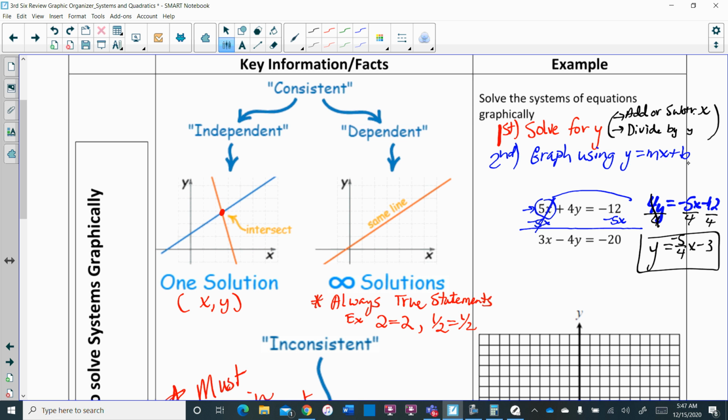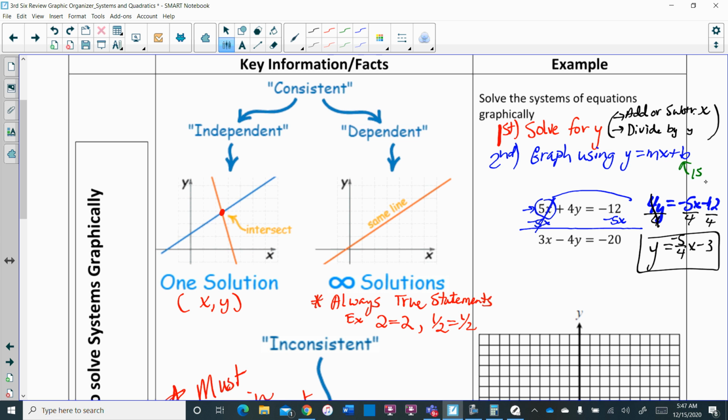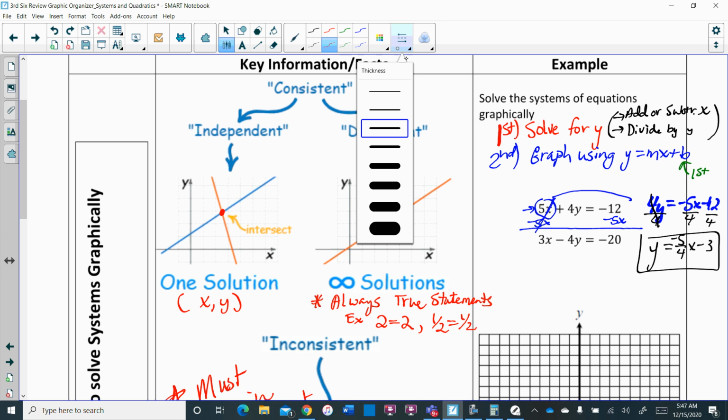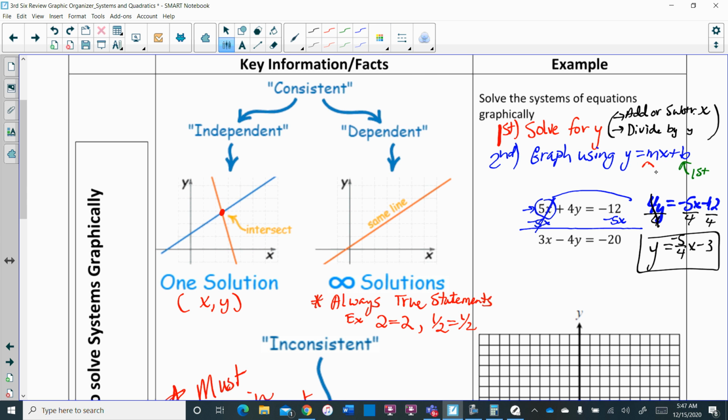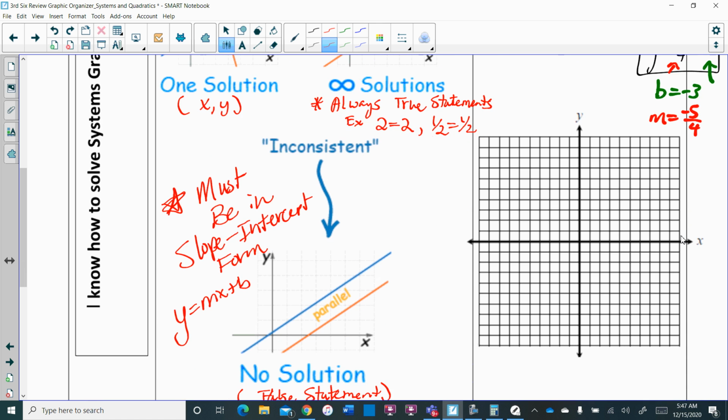And hopefully you remember, when you graph in this form, you have to do the b first, and then you have to use your slope second. So for example, on this, your b equals negative 3. Your m equals negative 5/4. You want to always have your slopes as a ratio, rise over run. All right, so let's just do this.